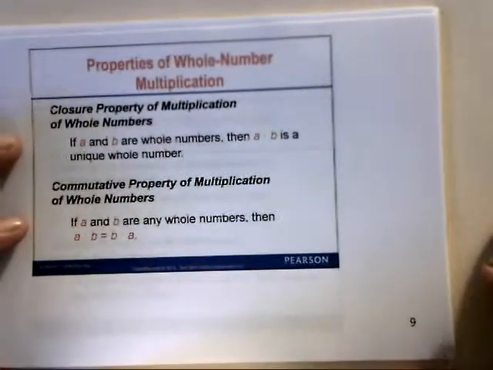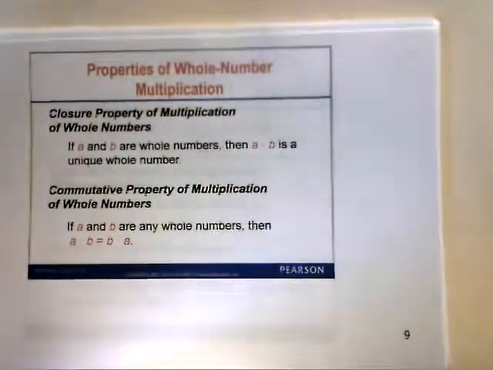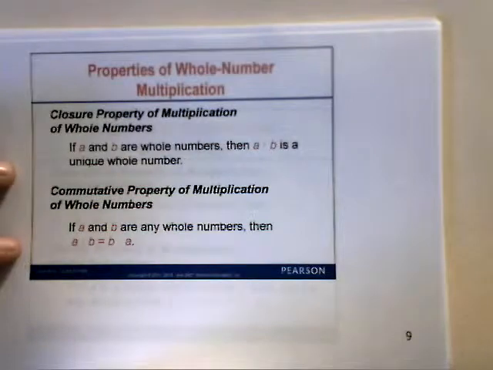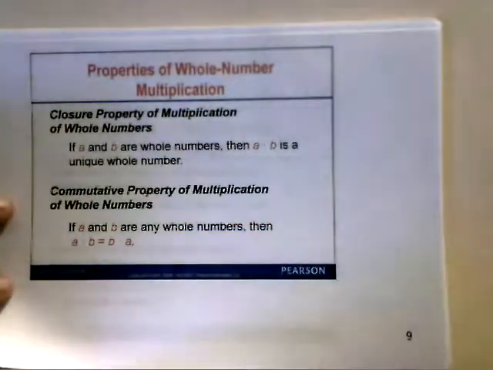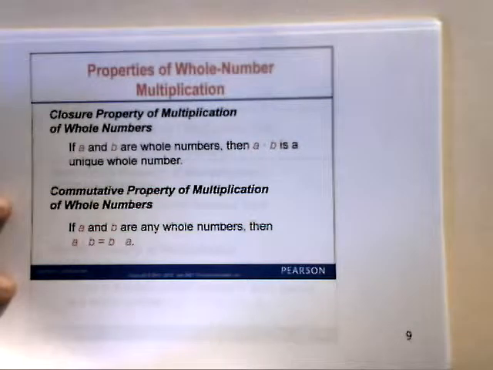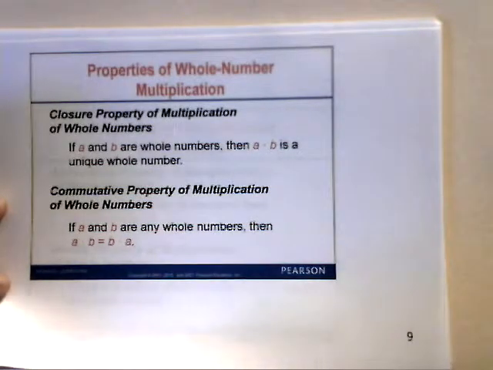Let's look at some properties of whole number multiplication. Pretty much these are the same as the properties of whole number addition. One of them is the closure property, meaning that if A and B are whole numbers, then A times B is a unique whole number. Take 13 times 7, for example. That'll give you 91, which is a unique whole number because only 13 times 7 can give you 91.